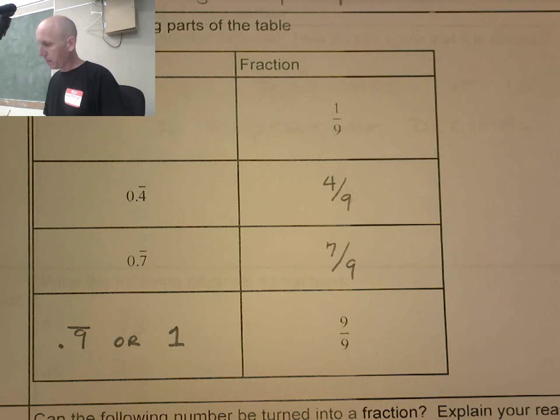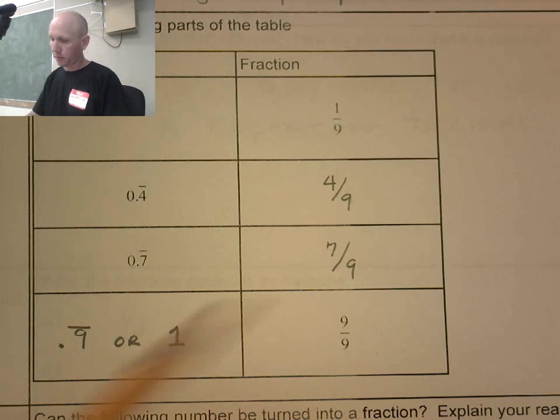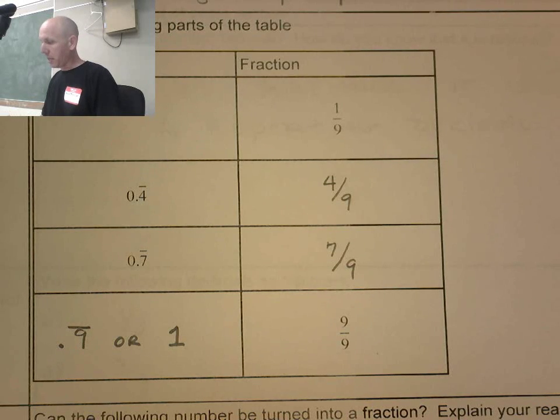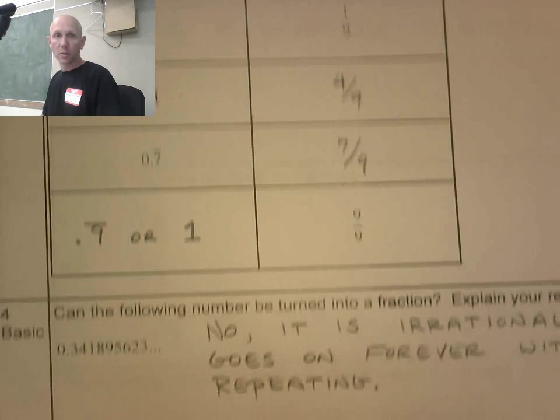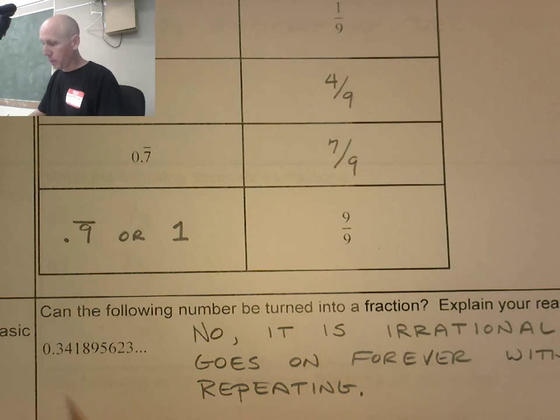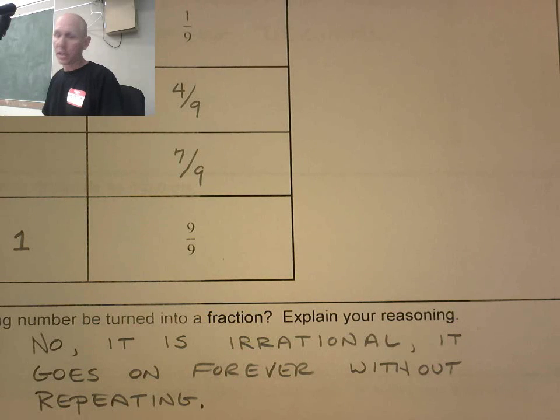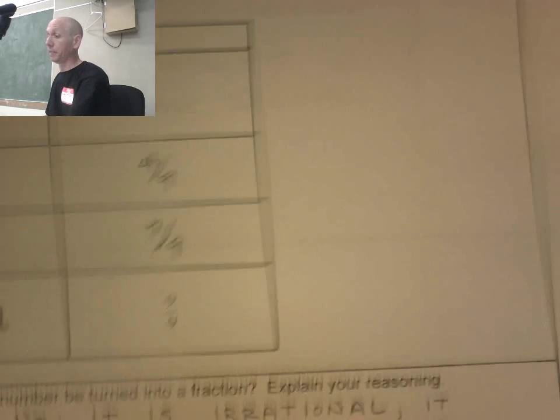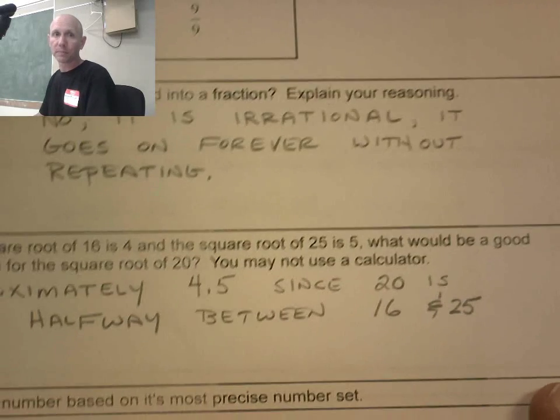Can the following number be turned into a fraction? So I have 0.34189563 and so on. The dots mean that it goes on forever without repeating. Well, I know that no, it can't be turned into a fraction. It's irrational. It goes on forever without repeating. Irrationals cannot be written as fractions.